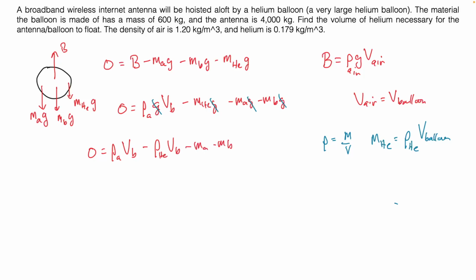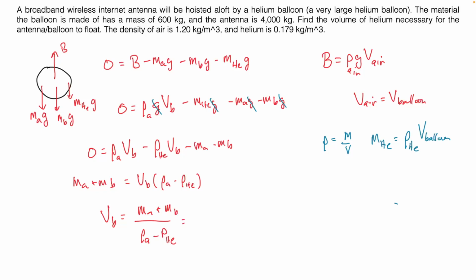All right. So now the only unknown that I have is the volume of the balloon. So I move my two numbers over, they're both negative, they become positive. And then I factor out the volume of the balloon. I'm just doing algebra now. And then I solve for the volume of balloon by dividing the mass of the antenna plus the mass of the balloon, all divided by density of air minus the density of helium.